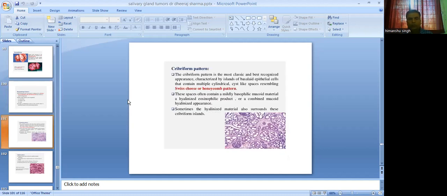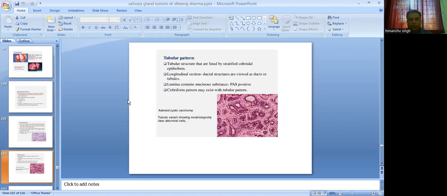Cribriform pattern is the most classic and best recognized appearance, which is characterized by islands of basaloid epithelial cells that contain multiple cylindrical cyst-like spaces, resembling Swiss cheese or a honeycomb. These spaces often contain a basophilic mucoid material and a hyalinized eosinophilic product, or a combined mucoid hyalinized appearance. Sometimes the hyalinized material also surrounds these cribriform islands.